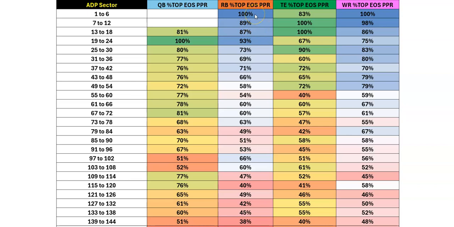RBs, a lot more clarity in the first couple rounds. You're working within the 90th percentile of the first 6 picks here, but boy, after that, you're in the 70th percentile, 50th or 60th percentile. So you can see how the decay of value goes down.